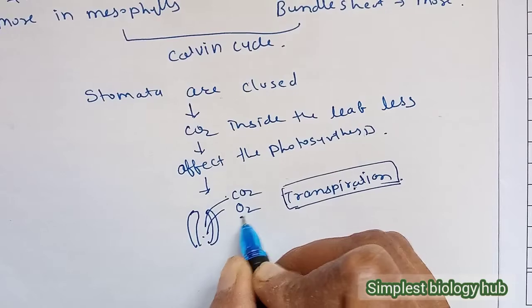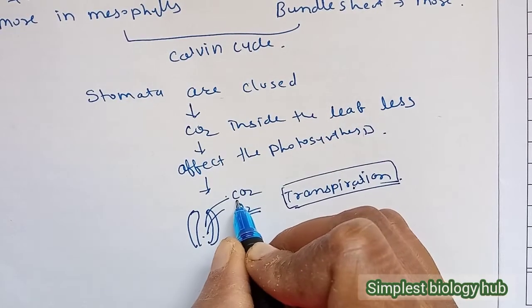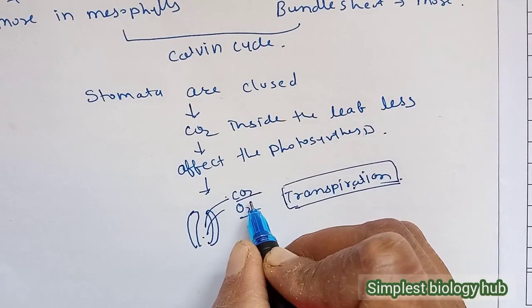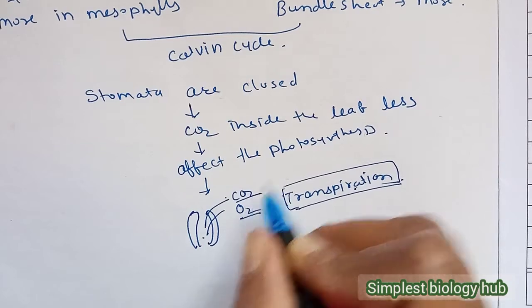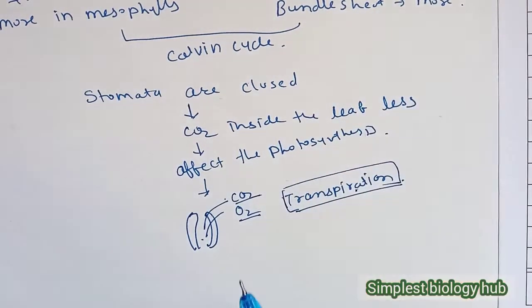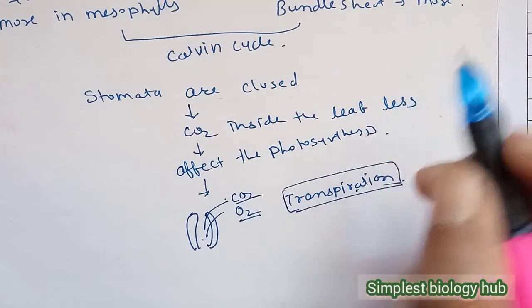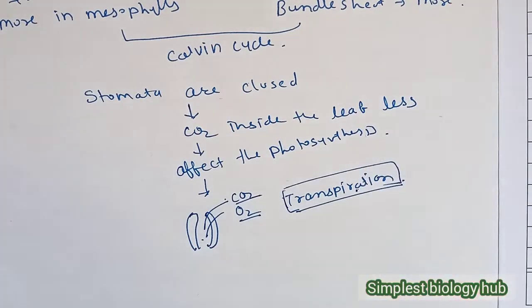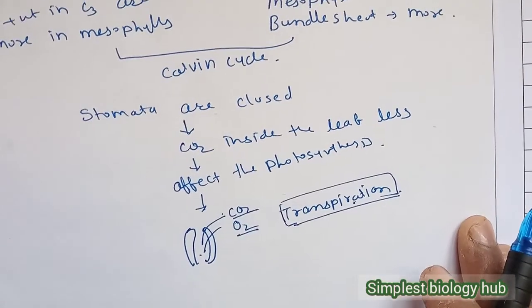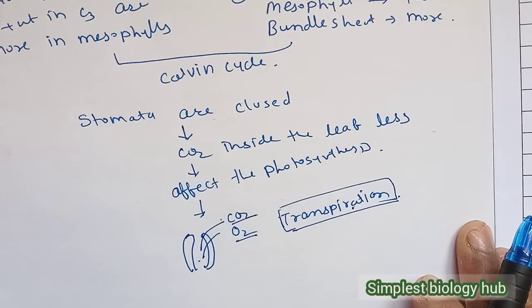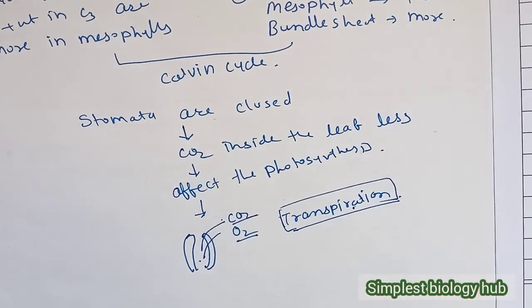So the concentration of oxygen inside the cell is more and the concentration of carbon dioxide inside the cell is less. So the plant shows the C4 type of anatomy, and its Calvin cycle is a little bit different than in C3 plants. Now we see how the process of the C4 pathway runs inside the cell.